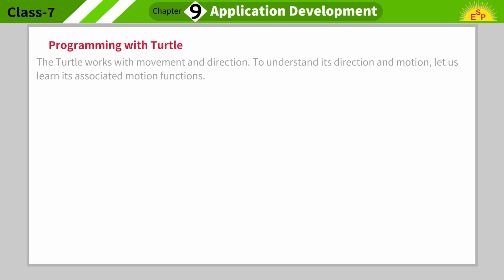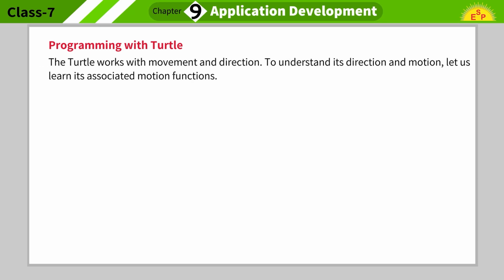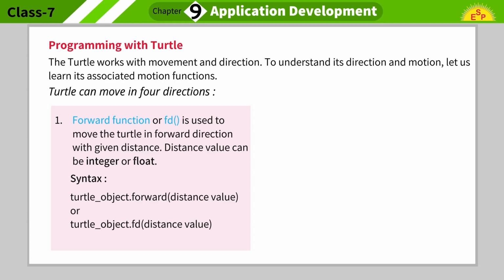Programming with turtle. The turtle works with movement and direction. To understand its direction and motion, let us learn its associated motion functions. Turtle can move in 4 directions. 1. Forward function or FD is used to move the turtle in forward direction with given distance. Distance value can be integer or float. Syntax: turtle_object.forward(distance value) or turtle_object.fd(distance value).